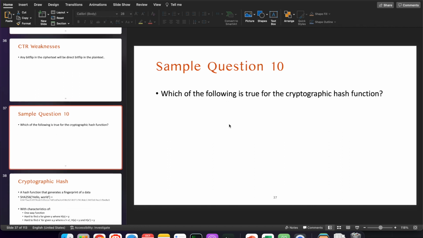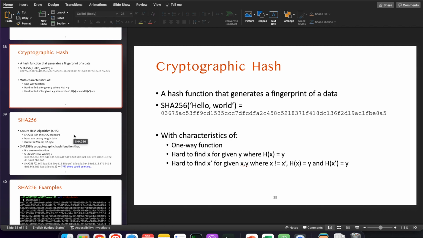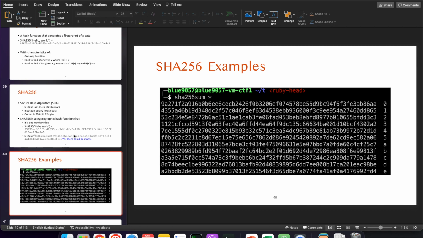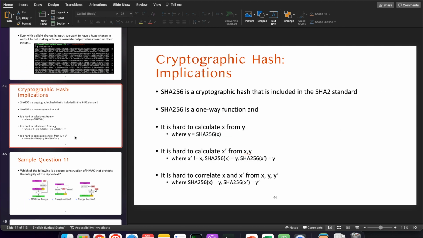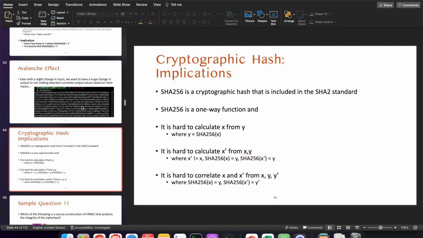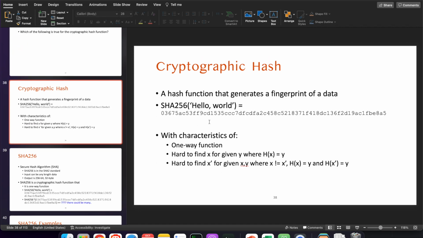And then sample question 10. Which of the following is true for the cryptographic hash function? A similar type of question. There will be descriptions about the cryptographic hash function, but only one choice will be true, so you need to choose that. To that end, please study the slides for the cryptographic hash. The important parts are the implications and also the characteristics of the cryptographic hash.